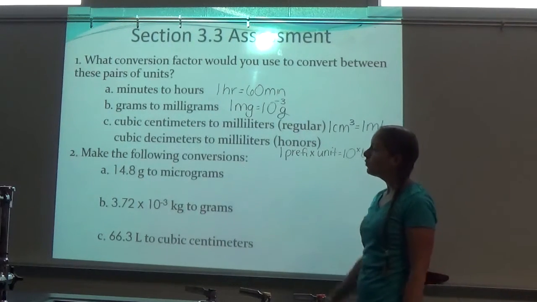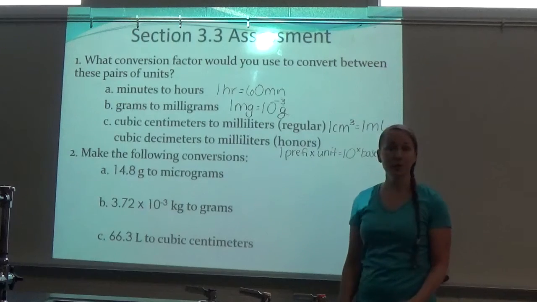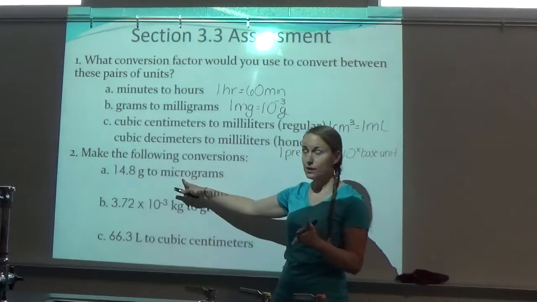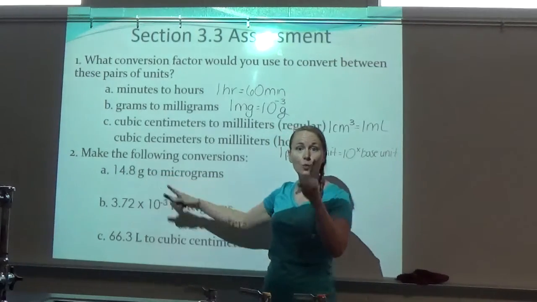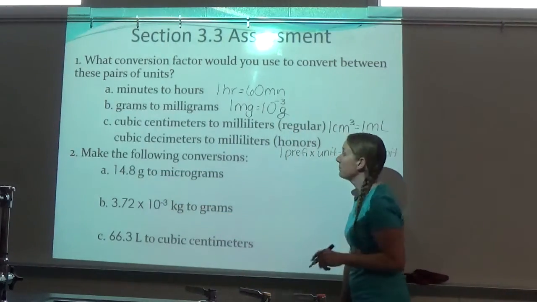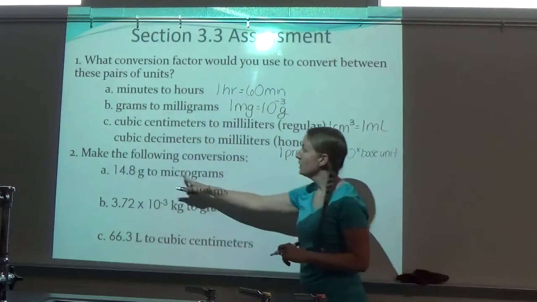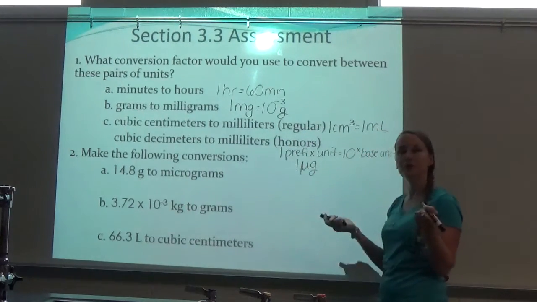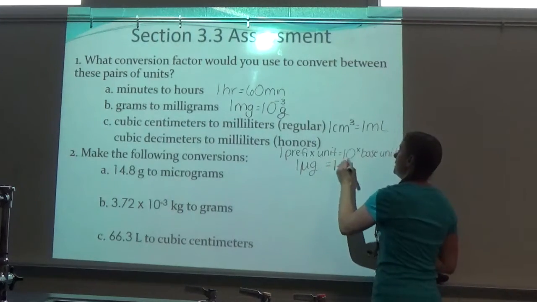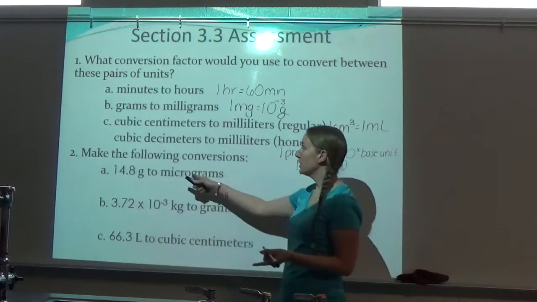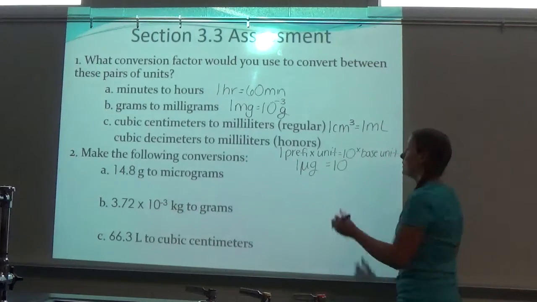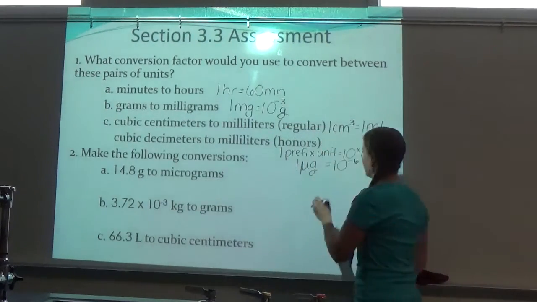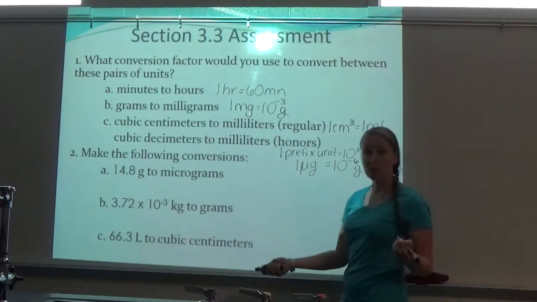Alright, so it says we have 14.8 grams to micrograms. How many prefixes do you see? 1. Micro. Grams is a base unit. If there's 1 prefix, it's only 1 step. So 1 prefix unit. So 1 microgram, remember micro is the mu with the tail, equals 10 to the x base unit. Well, if you look at your prefixes chart, micro is 10 to the negative 6, and your base unit is, of course, grams.